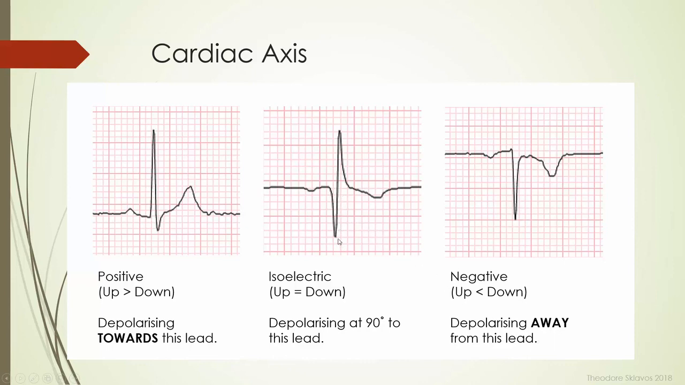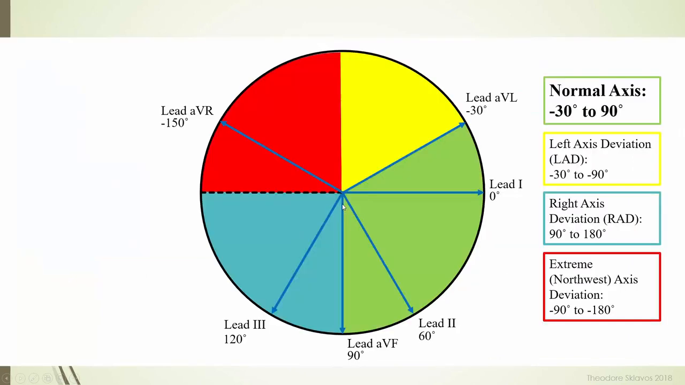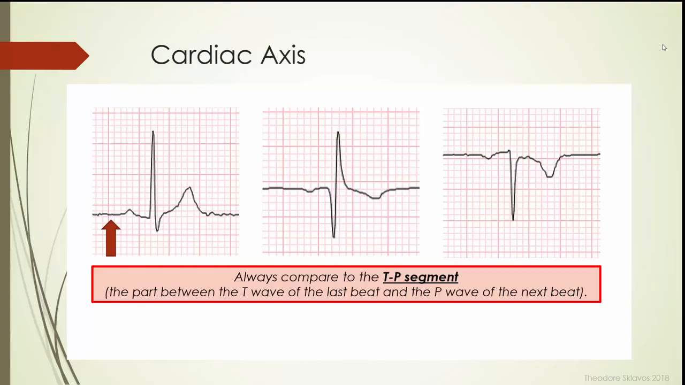You can get leads that are exactly equal, and that is described as an isoelectric lead. In that case, the depolarization is at 90 degrees to that lead. And then by comparing them all to this diagram, you can figure out the axis.